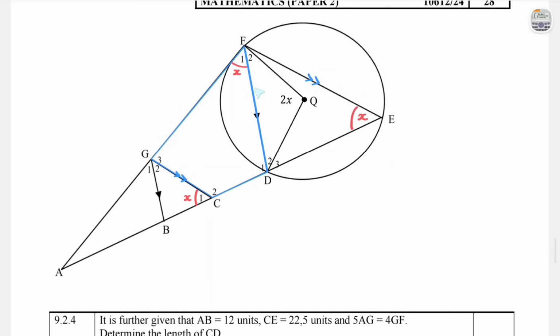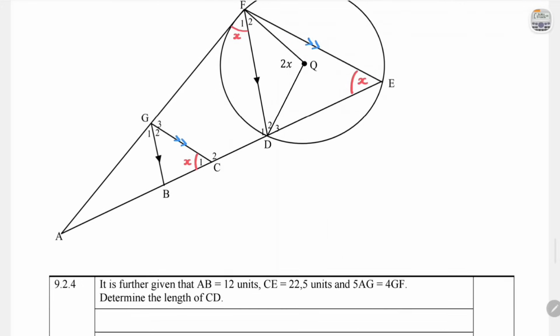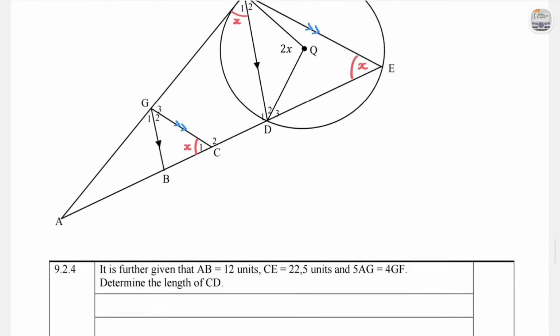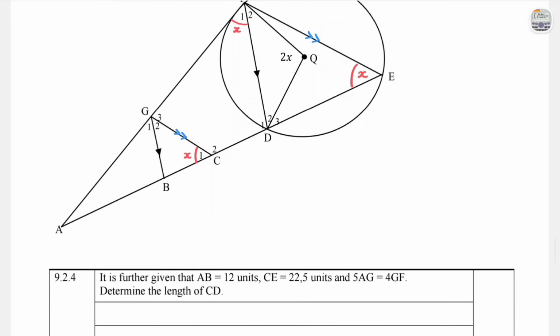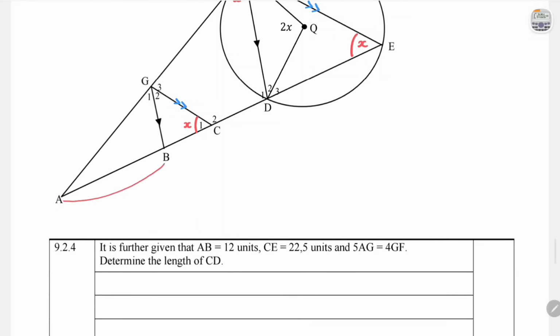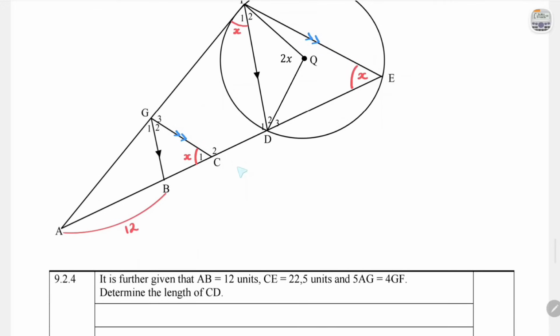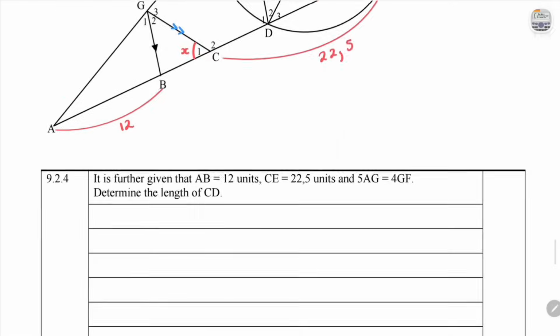Now, at this point, I'm going to remove this cyclic chord that I've pointed out here, because with what they're giving us, the lengths of sides, that's not really going to affect whether this is a cyclic chord or not. The cyclic chord thing only affects the angles outside of it, and of course the opposite interior angle. Okay, so they told us first that AB is 12 units. So this is 12 units. We know that. And CE is 22.5 units. CE is 22.5 units.